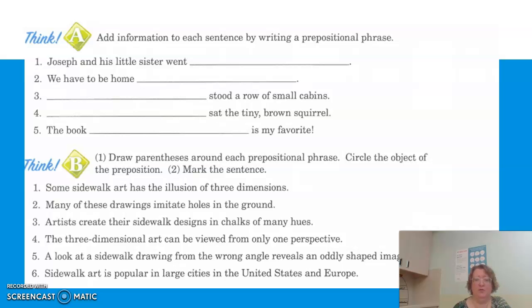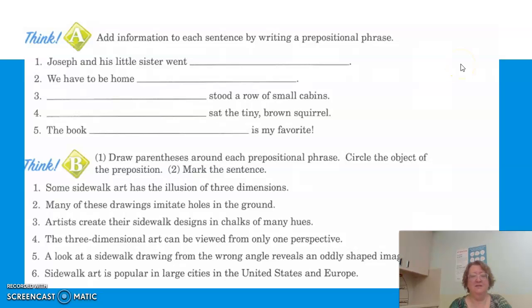Before we begin the workbook pages, I would like you to go to page 306 and do the 5-minute review on lesson 156. Page number 306, lesson number 156. Mrs. Osborne will go over the answers with you in just a few moments.